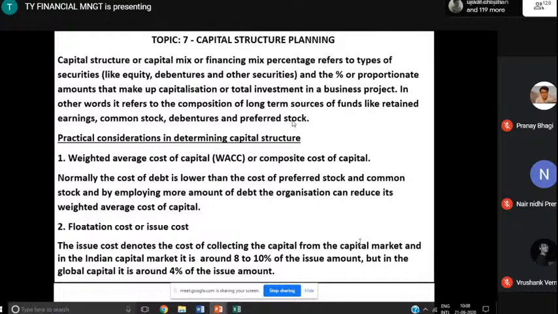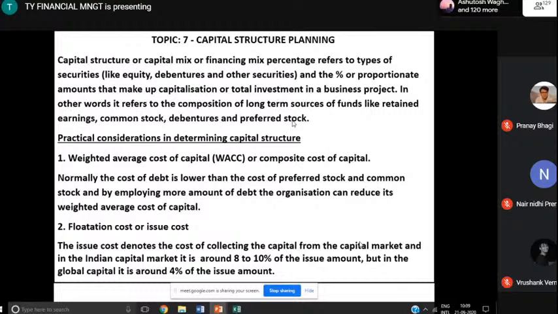Room sales mix percentage. That is, the total sales of your hotel is 1,000 lakhs. Room sales is 700 lakhs. What is the room sales mix percentage? 700 lakhs upon 1,000 lakhs into 100. In front office management, you dealt with the room sales mix percentage, F&B mix percentage, and so on.